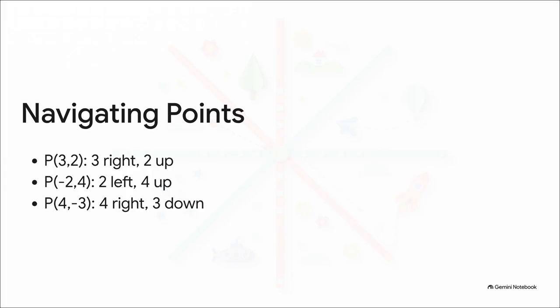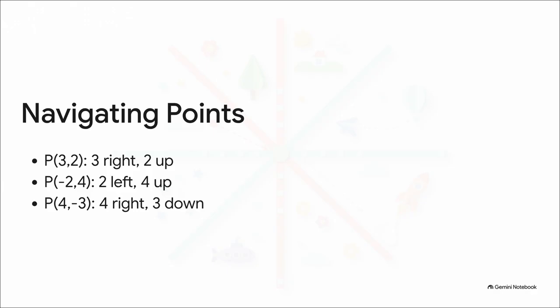Let's actually walk through 3 exact examples of moving from home base to find toys. First, let's find point P at (3, 2). Start at home base, walk 3 right, 2 up. Boom, found it. Next up, P at (-2, 4). You'd walk 2 left, 4 up. And last, P at (4, -3). That's 4 right, 3 down.